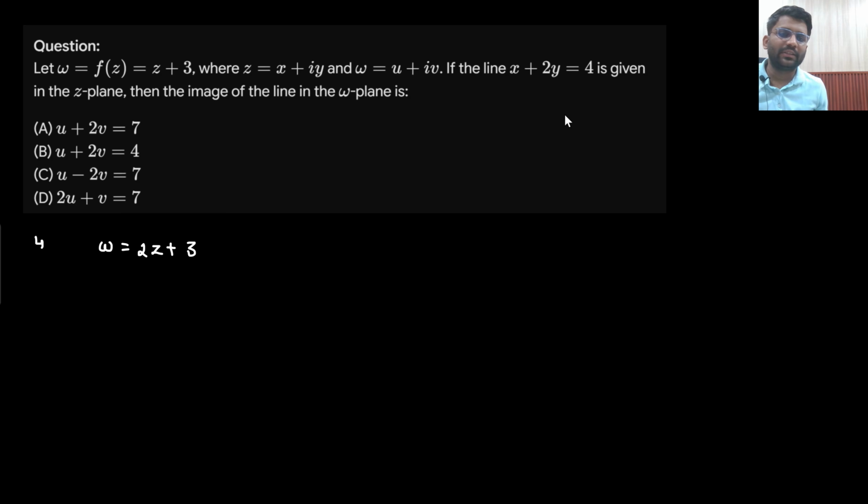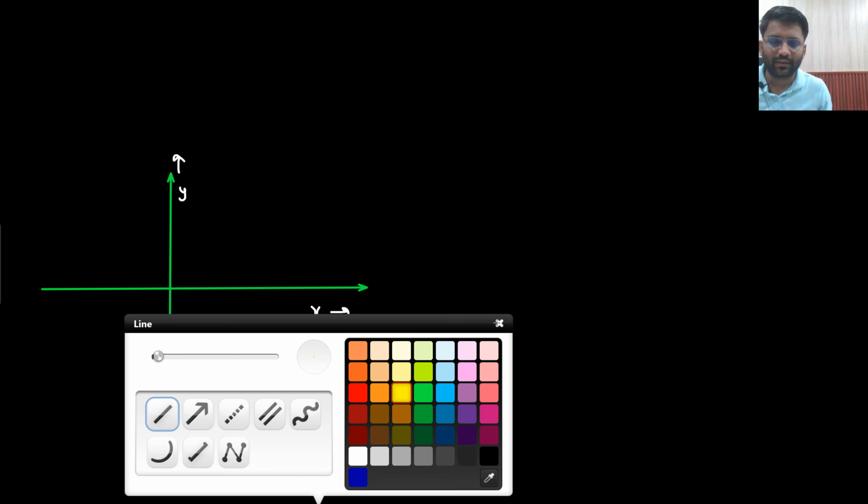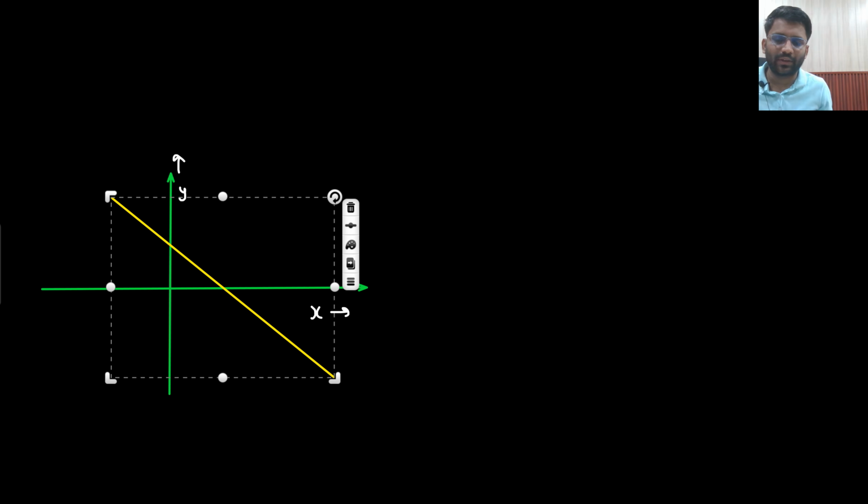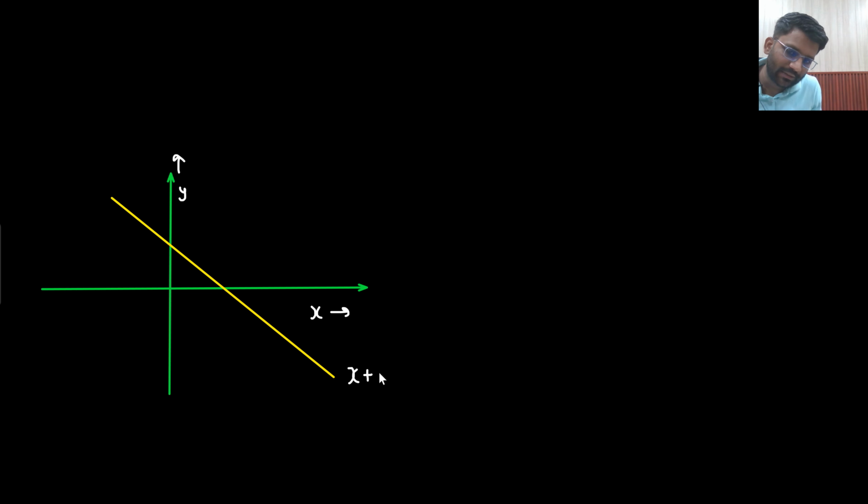What is the question? The question is saying that your z plane is this. What is the equation given? x plus 2y equals 4. Can you make the line x plus 2y equals 4? Absolutely, sir. I am making the line x plus 2y equals 4. So at y equals 0, you will get the value of x as 4. And at x equals 0, you will get the value of y as 2.